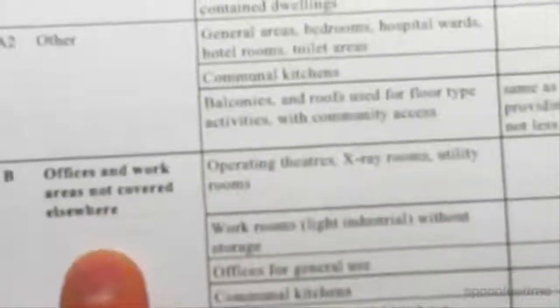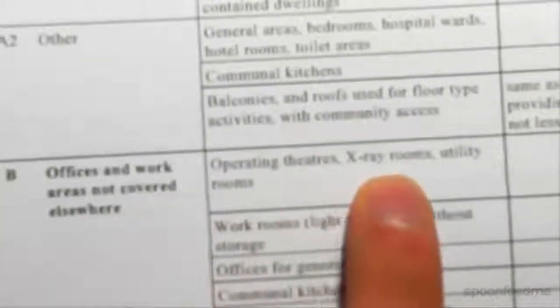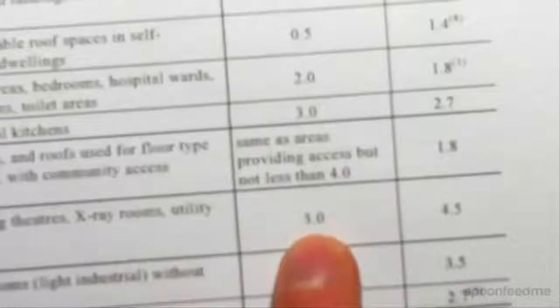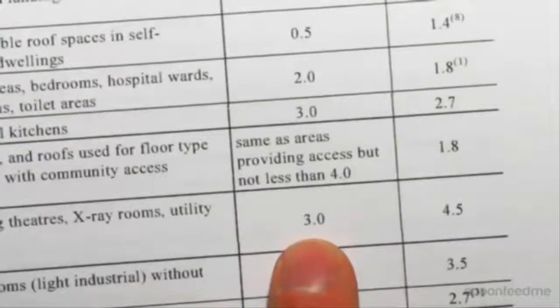office and work areas not covered elsewhere, for example. Operating theaters, x-ray rooms, utility rooms. We're given a pressure of 3 kPa. Okay? So the code tells us that we need to apply a 3 kPa pressure in that situation.